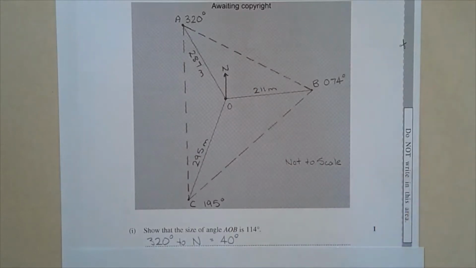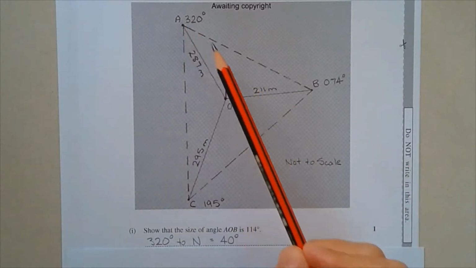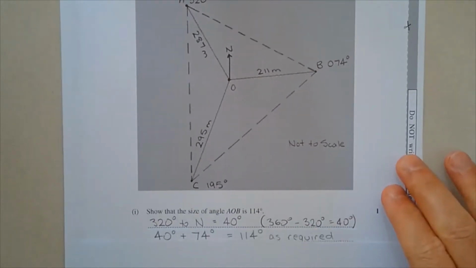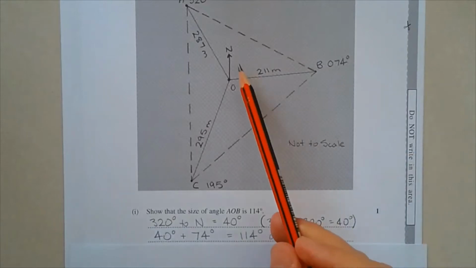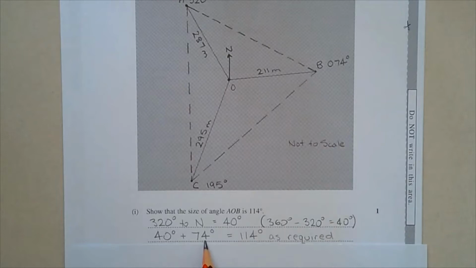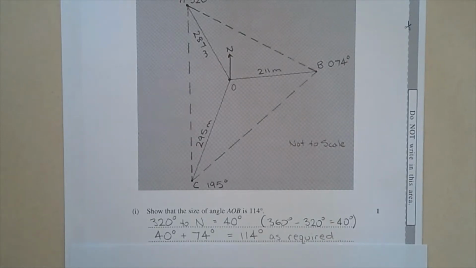So firstly, let's consider the angle between A and north. From 320 to north is 40 degrees. The way we can work that out is 360 degrees minus 320 degrees is equal to 40 degrees. Next, from north to point B is 74 degrees. So 40 plus 74 is equal to 114 degrees, as required.